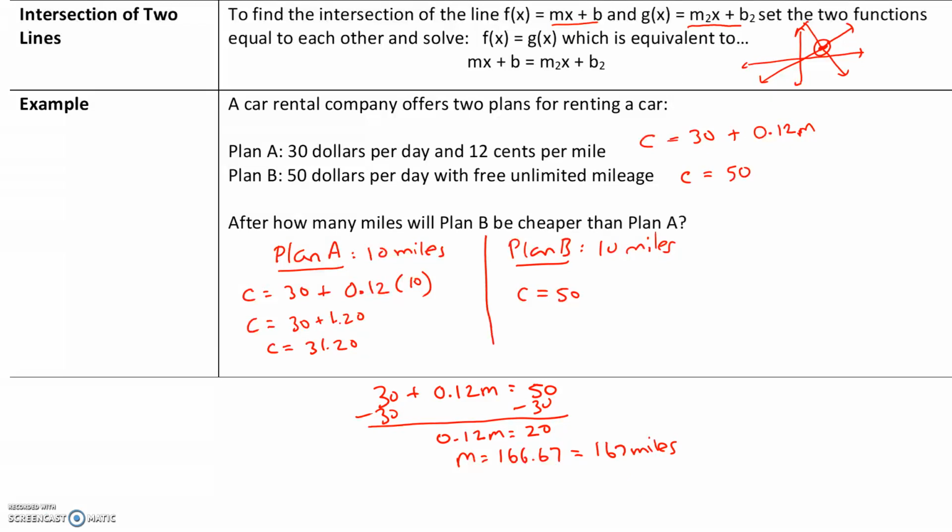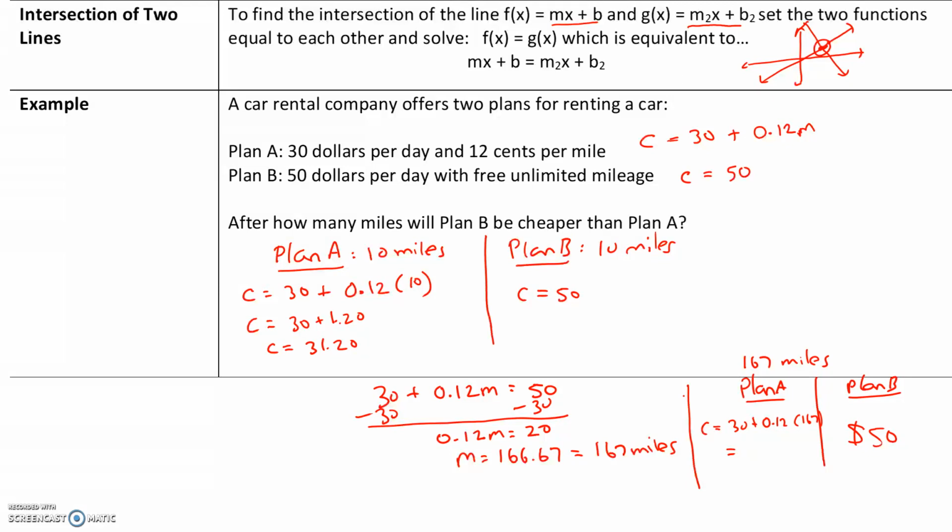And let me show that to you guys just so we understand what's going on. Now, let's say that we have these two plans, plan A and plan B. But now, instead of driving 10 miles, we're going to drive 167 miles. Now, under plan B, no matter how many miles you drive, it's unlimited. The cost is fixed. It's always going to be $50. But under plan A, let's see what happens. We have a fixed fee of $30 plus 12 cents a mile. Now we're driving 167 miles, so it's going to be 0.12 times 167.